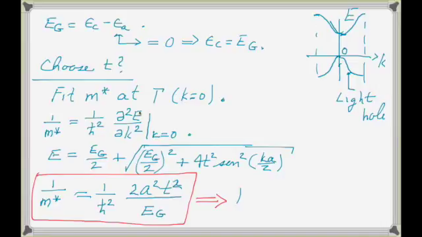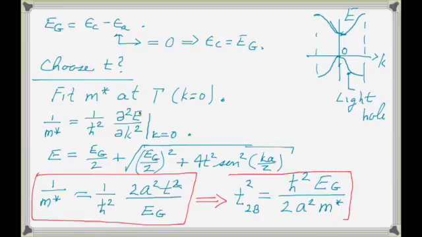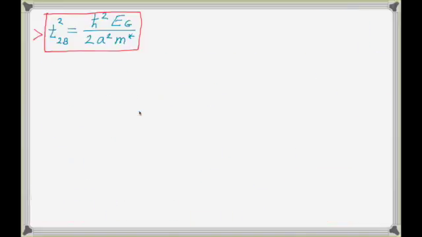So in this two-band model, t squared is equal to h bar squared times the band gap divided by 2a squared effective mass. And that's how I would go about choosing the magnitude of this off-diagonal coupling element in this two-band model to give me the right effective mass at the band edges. And so that's our two-band model.